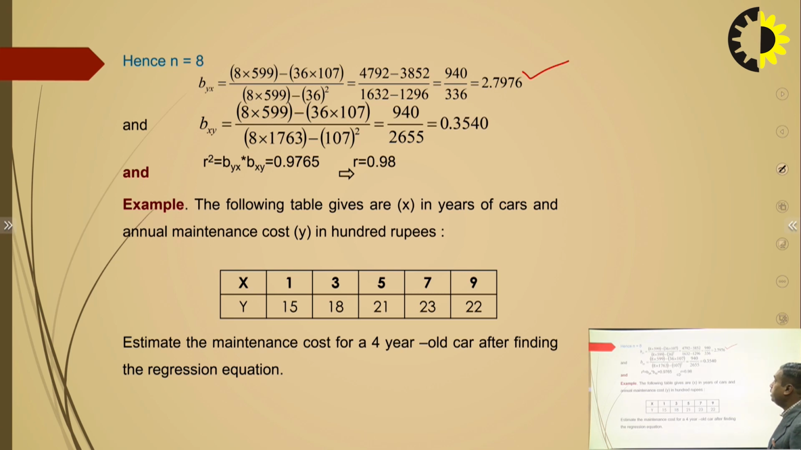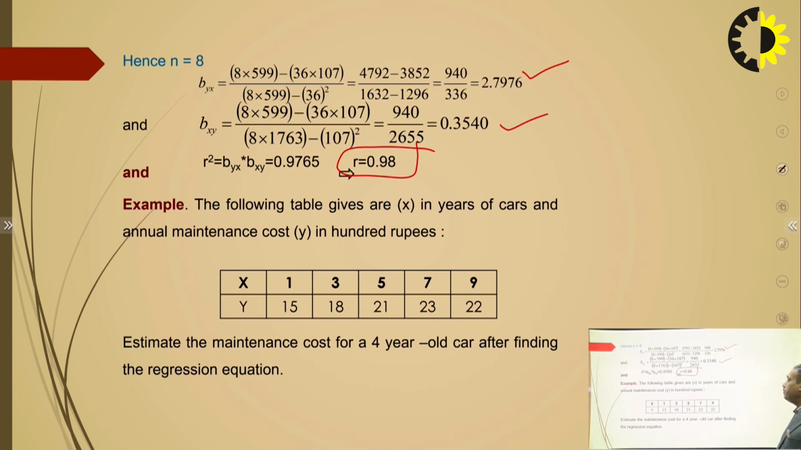Similarly, putting the values in the relation for bxy, the value becomes 0.3540. Now byx and bxy are multiplied to calculate r square, the square of the coefficient of correlation, and that becomes 0.9765, and r is 0.98. That is nearly equal to 1, which means a strongly correlated.